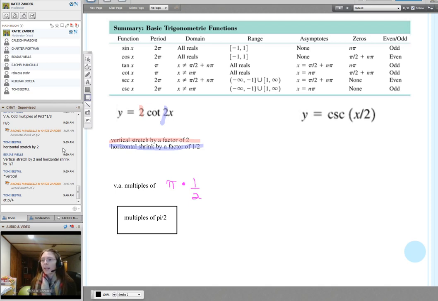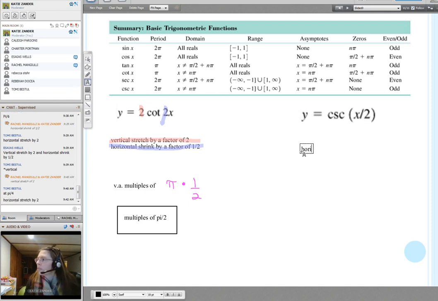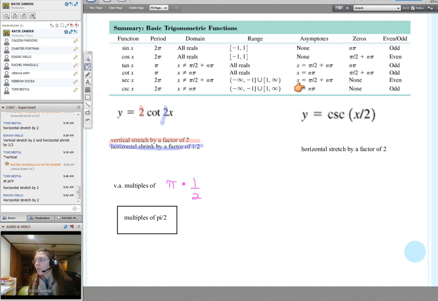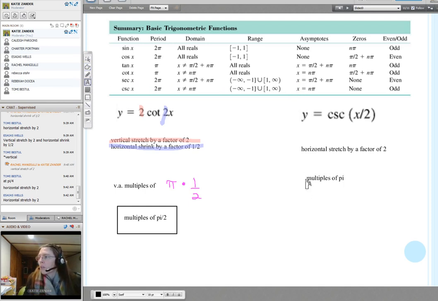All right, one more then to finish us out today and wrap up. We have cosecant of x over 2. So there's only one transformation occurring here. What's the transformation? Good. You guys have gotten really good with your horizontal stretch and shrink factors. That is a stretch by a factor of 2. That does affect the asymptotes. So I'm going to find cosecant in my chart. Cosecant is multiples of pi traditionally.